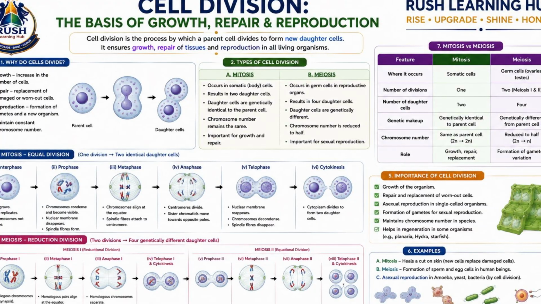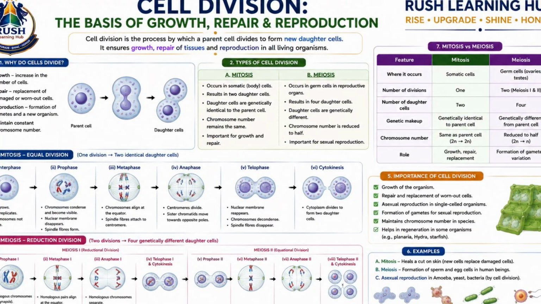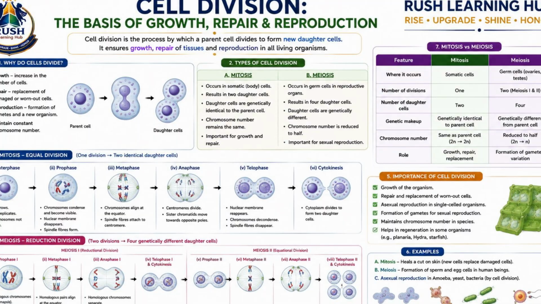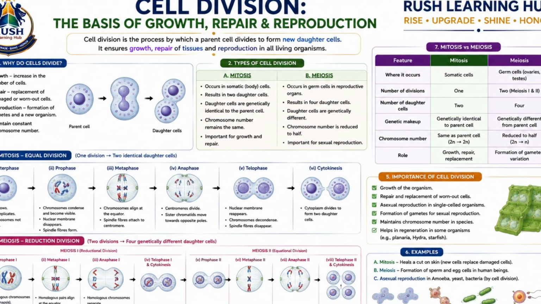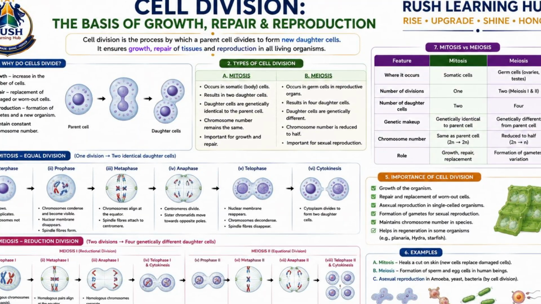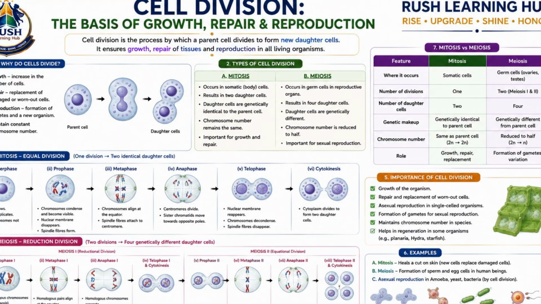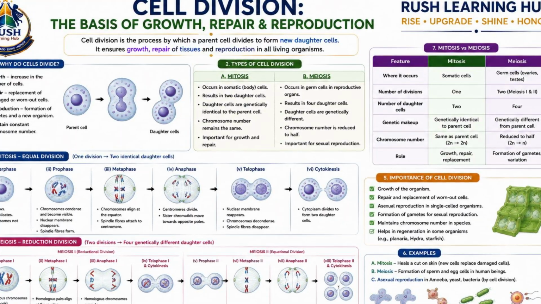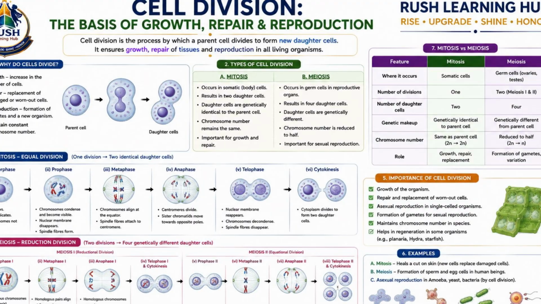Errors during meiosis can also occur. Such errors may lead to an abnormal number of chromosomes in offspring, resulting in certain genetic disorders. This highlights the importance of accurate chromosome separation during cell division.